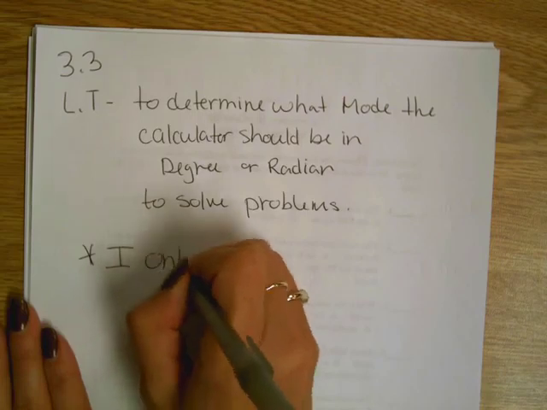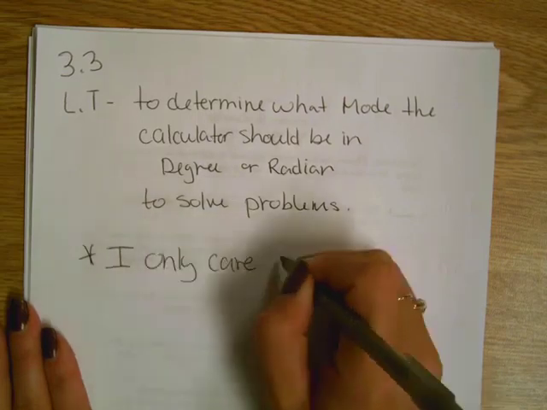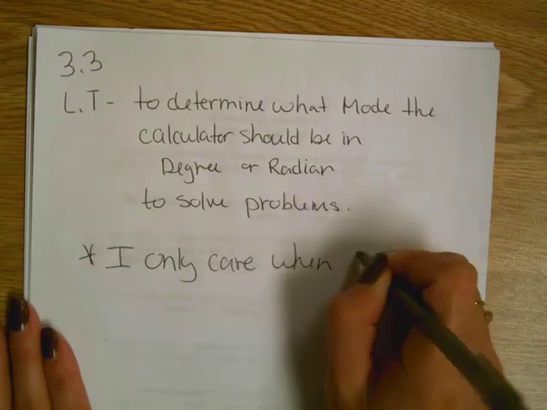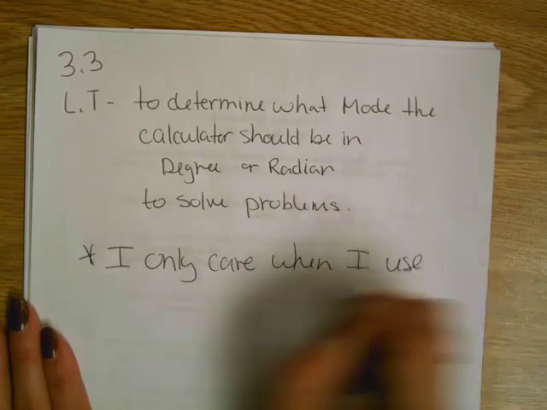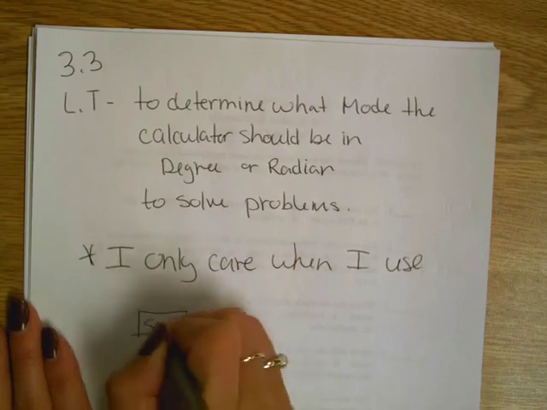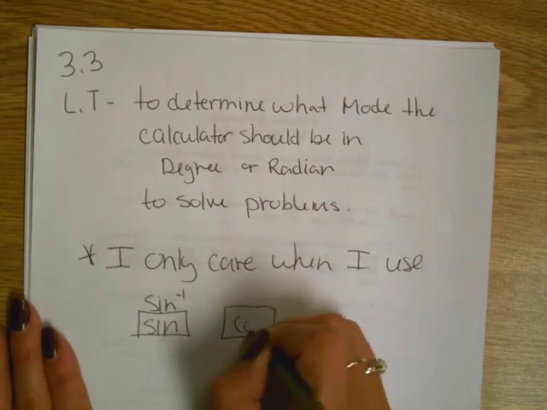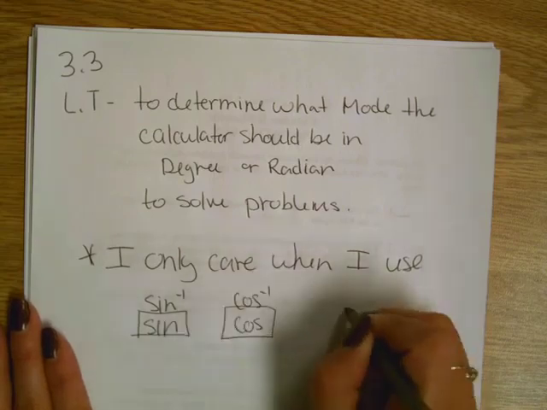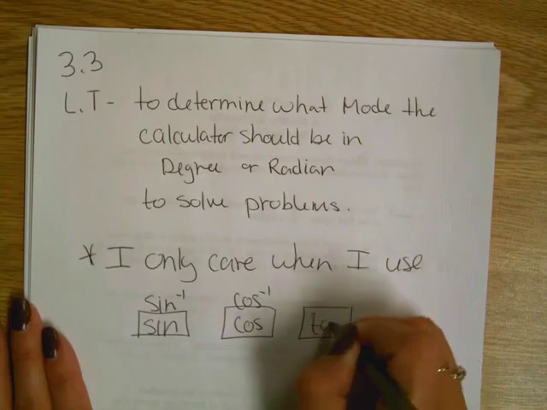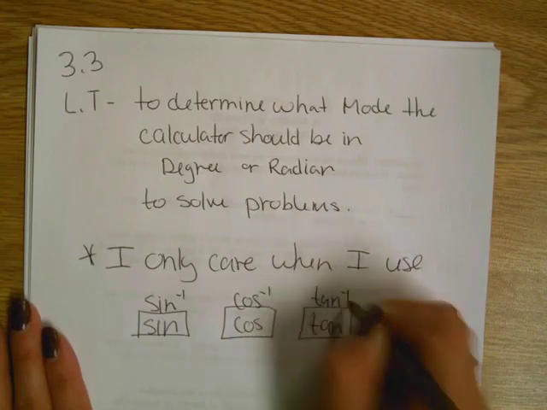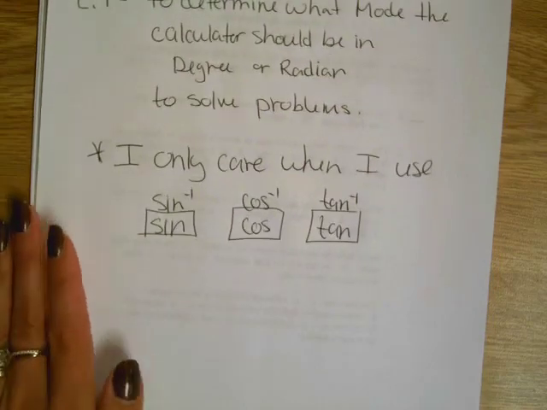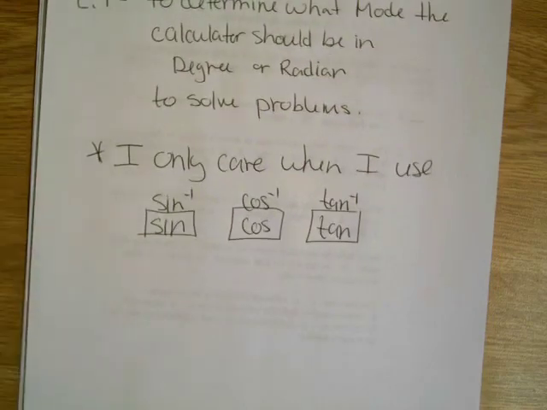I only care when I use sine or its inverse, cosine or its inverse, and tangent or its inverse. Other than that, it doesn't matter. It can be in either mode. You're going to be fine. Take your physics test, take your chemistry test in any mode you want. Although physics sometimes uses some tricks once in a while.